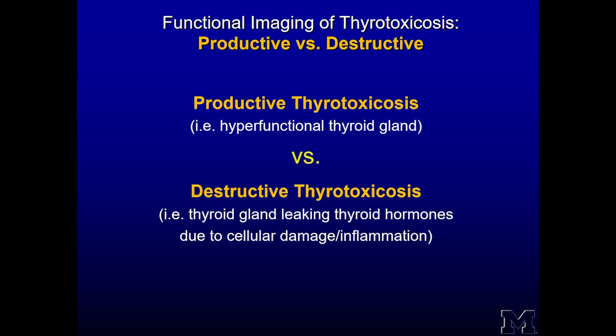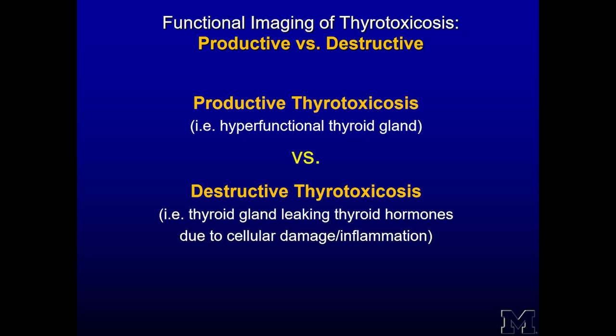Regarding thyrotoxicosis, the functional imaging of the thyroid gland is precisely utilized in order to differentiate productive versus destructive thyrotoxicosis. Productive thyrotoxicosis is actually imaging of a hyperfunctional thyroid gland, such as in Graves' disease or toxic multinodular goiter, while destructive thyrotoxicosis is imaging of an inflamed thyroid gland which is leaking thyroid hormone due to cellular damage and inflammation.